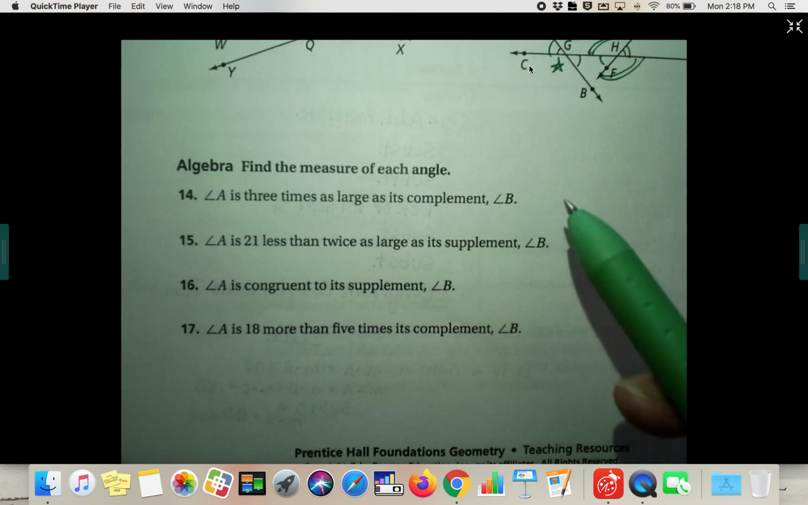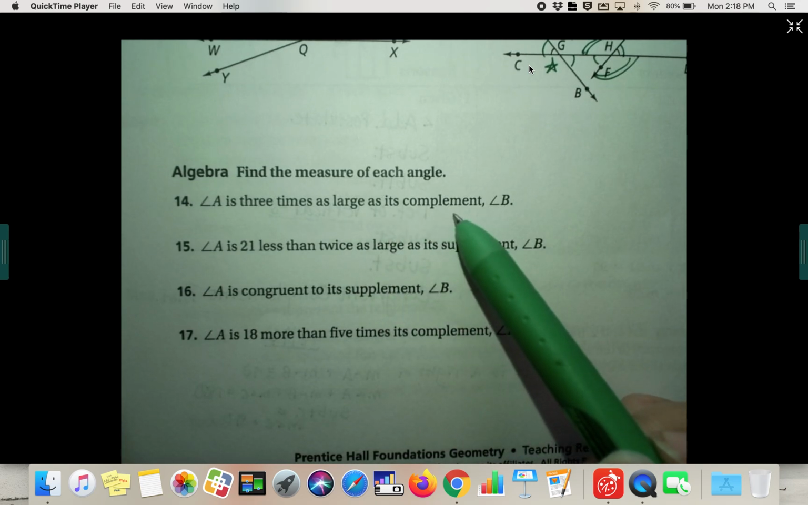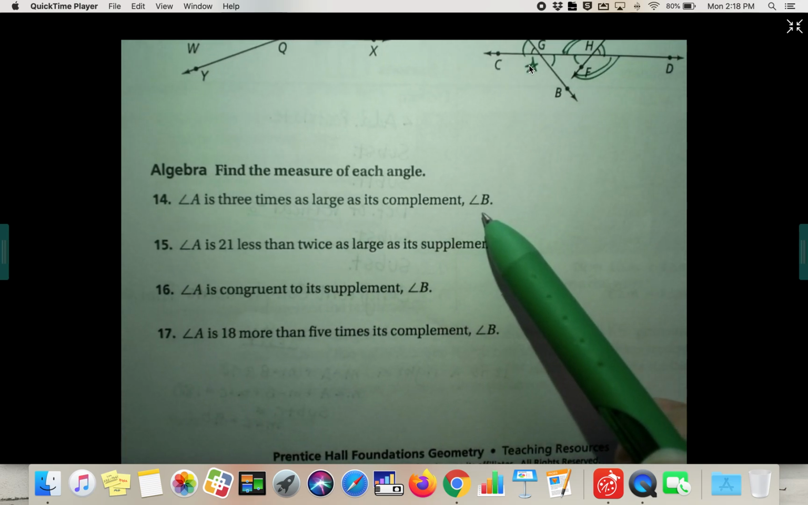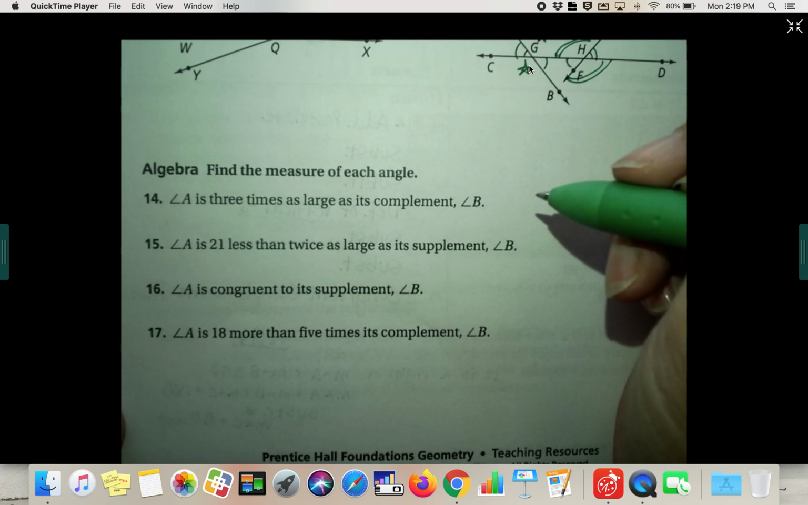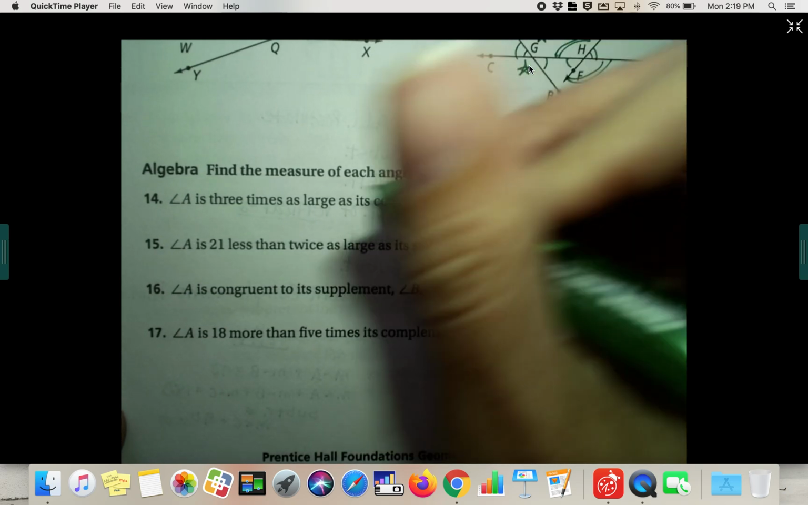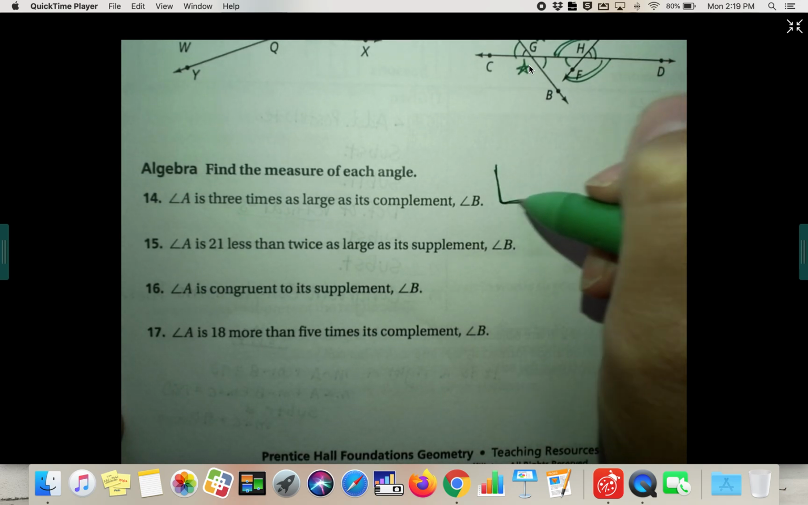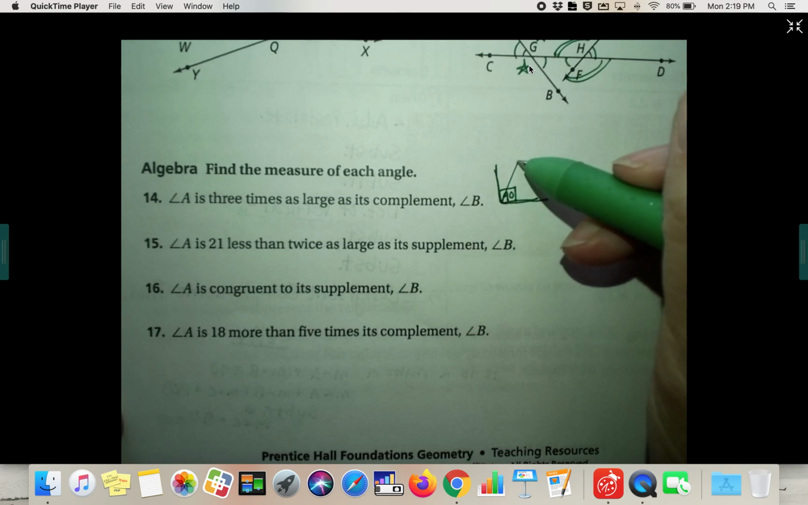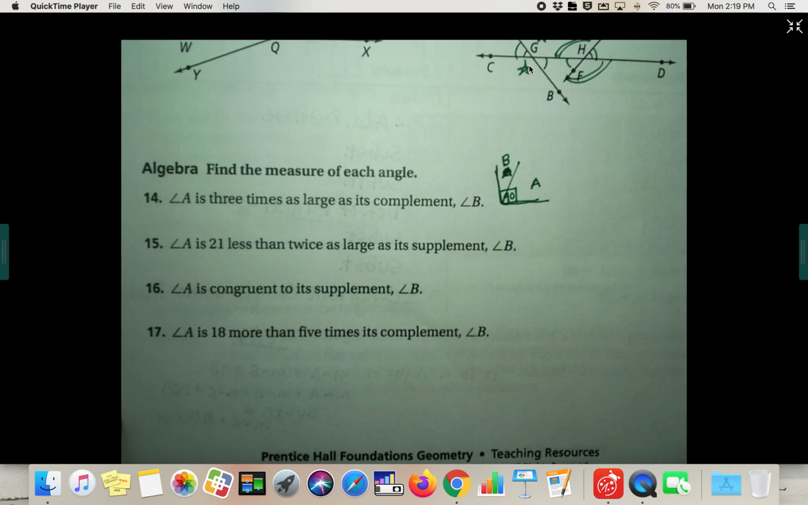All right, down to number 14. Angle A is 3 times as large as its complement, angle B. Let's just make sure you would know how to set that up. You know that complements add up to 90 degrees. So let's say angle A is 3 times as large as angle B.